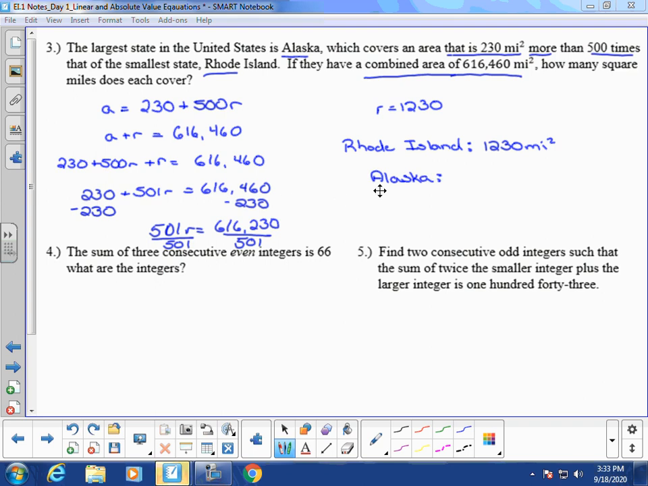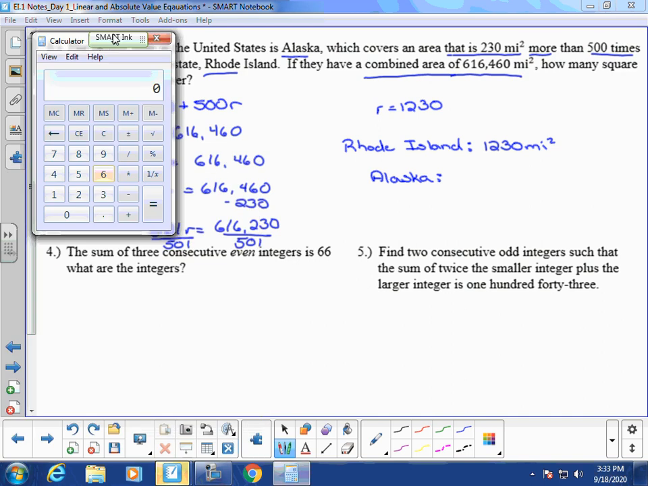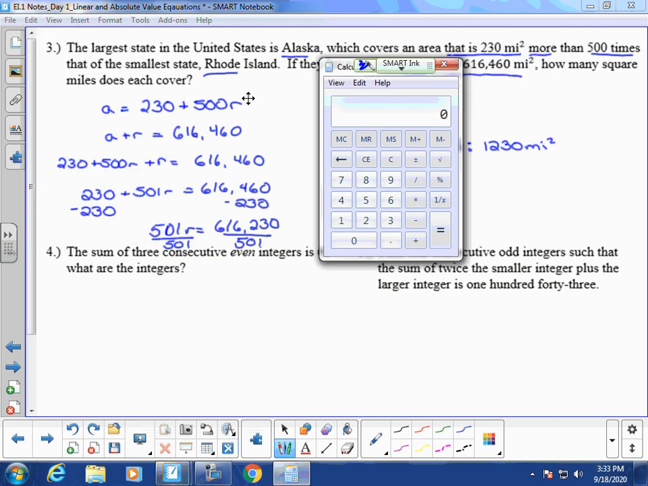So we figured out what Rhode Island is. Now we want to figure out what Alaska is. We could figure that out by taking our answer for R and substituting that back into the equation for A. So if I do 230 plus 500 times R, which is 1230, that didn't work. Let's try that again. 500 times R, which is 1230.